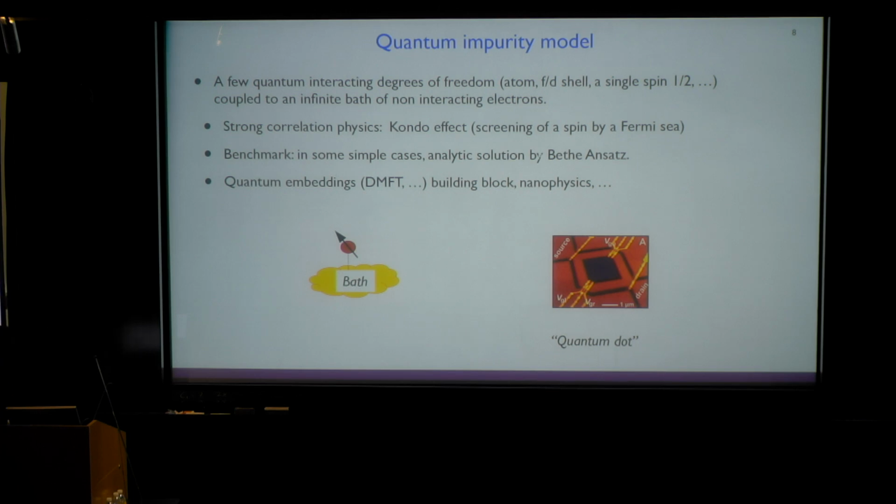So why are these problems interesting? First, because they exhibit strong correlation physics. There's the Kondo effect, for example, meaning the screening of a spin by the Fermi sea. Second, and you will see that in the benchmark, for some of the systems in some limits, we have an explicit analytic solution by Bethe ansatz. So we can compute the expansion to any order at any precision. So we'll be able to test our techniques in a non-trivial case. But that's important. And of course, we want to use them. They are building blocks of quantum embedding techniques like DMFT in equilibrium and out of equilibrium. And of course, they are also realized in nanophysics through many realizations of quantum dots. So there are experiments we can try to match with precision.